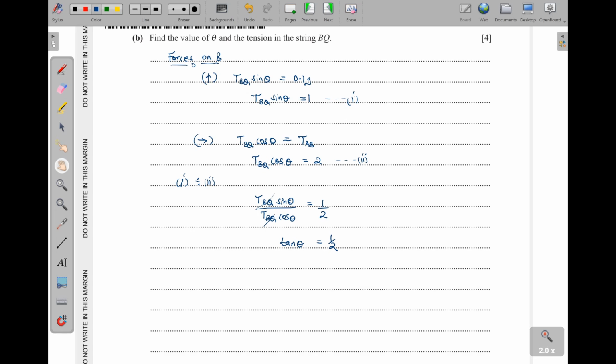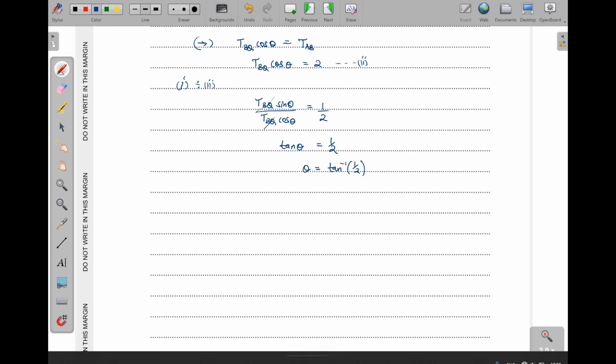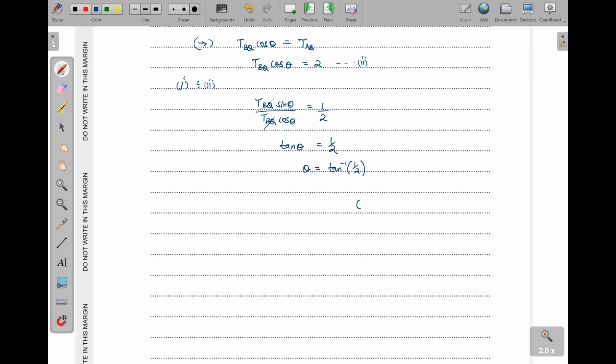Meaning, if I want theta, then it is going to be the arctan of a half. And putting that in the calculator, the arctan of 0.5, that one will give us 26.6 to 1 decimal place. So theta is equal to 26.6 degrees to 1 decimal place. If it is in degrees, always indicate that it is in degrees. If you don't put anything here, then they assume that it is in radians. Okay, so that is very important.